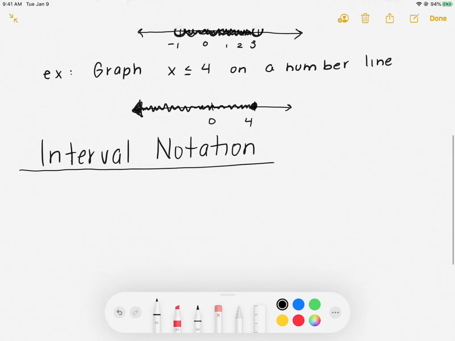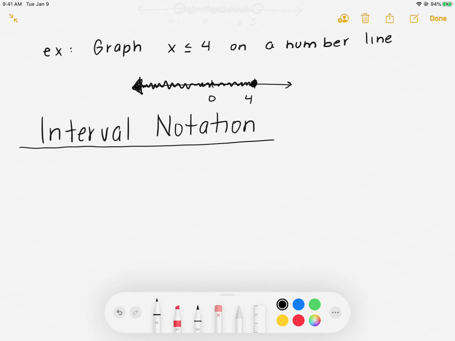So we call this interval notation. Interval notation lets me take a group of numbers. Say I want to go from 0 to 20. I just write 0, 20. If I want to include 0, I use a bracket. If I don't want to include 20, I use a parenthesis.